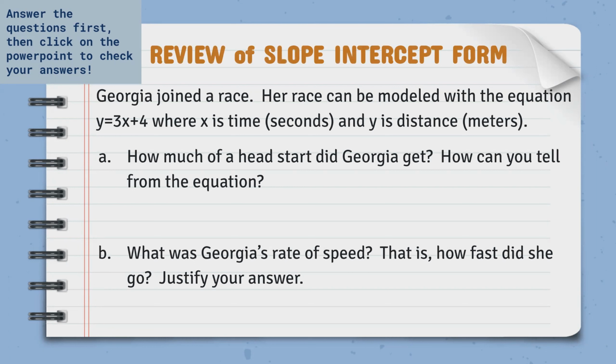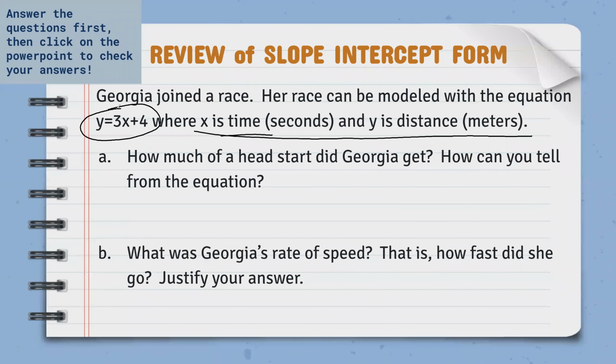Here's an example. Georgia joined a race. Her race can be modeled with the equation y is equal to 3x plus 4, where x is time in seconds and y is distance in meters. So we gave you what the variables represent. How much of a head start did Georgia get? How can you tell from the equation?